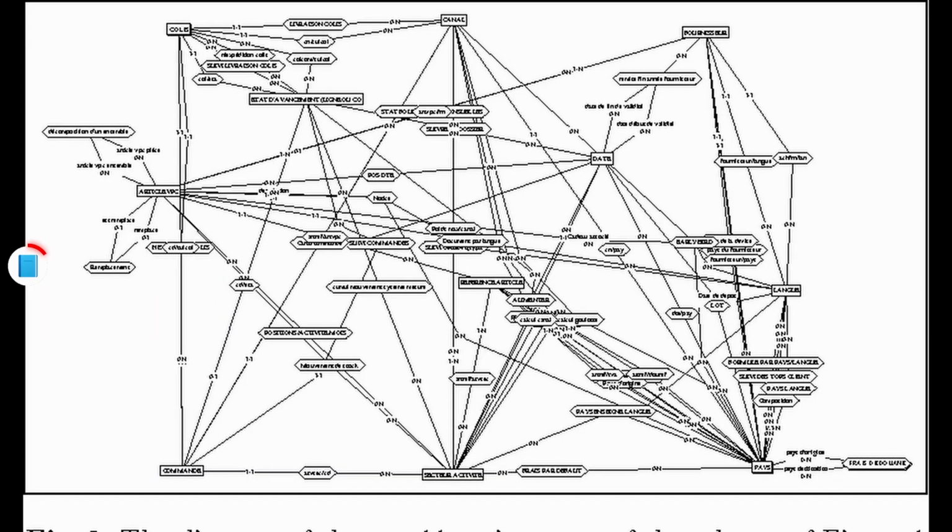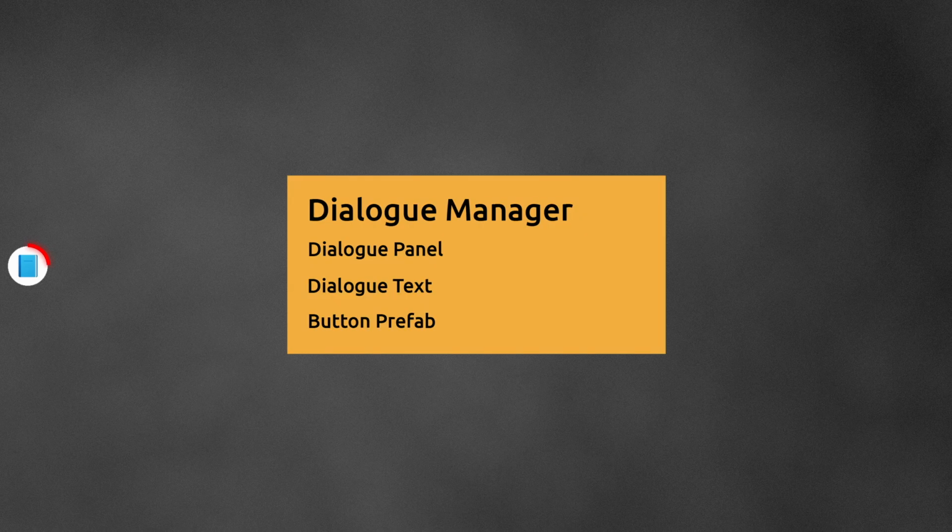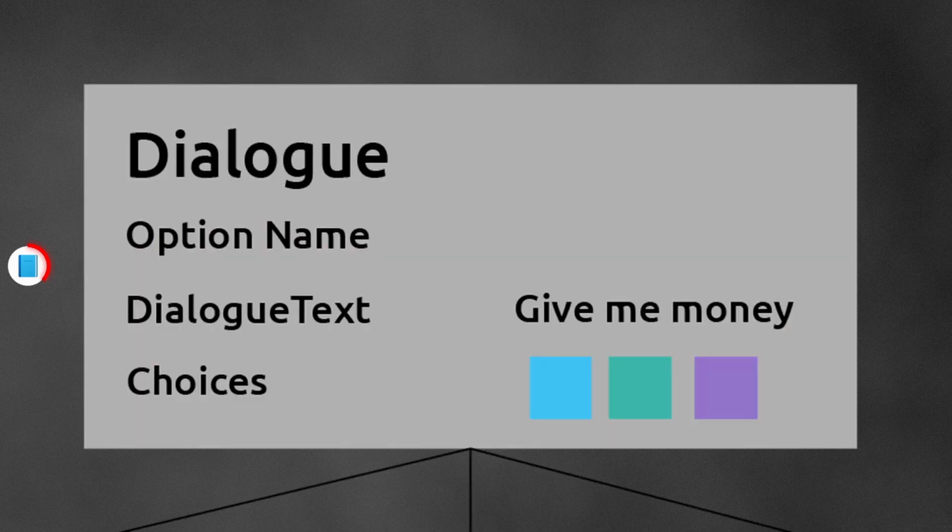Let's look into a simple dialogue system. We will start off by having a dialogue manager. It will be in charge of displaying dialogues, starting them, and animating the text. But firstly, we need to look at the structure of the dialogue. We will use a recursive structure where dialogues reference themselves.